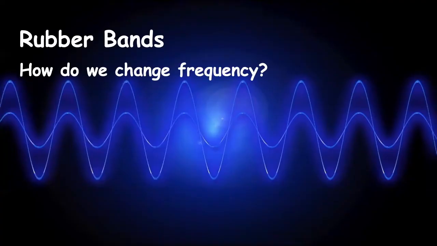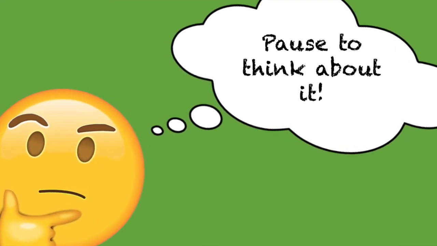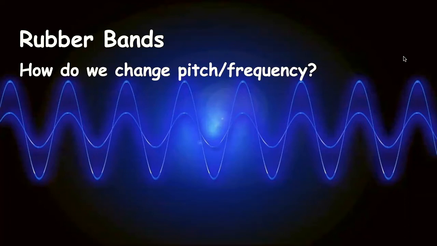So now we're going to talk about pitch and frequency with respect to rubber bands. With a rubber band, how do we change the frequency of the sound it makes when you strum it? I'm sure you've all played with a rubber band and strummed it before to hear what noise it makes. So how can we change this pitch or frequency?